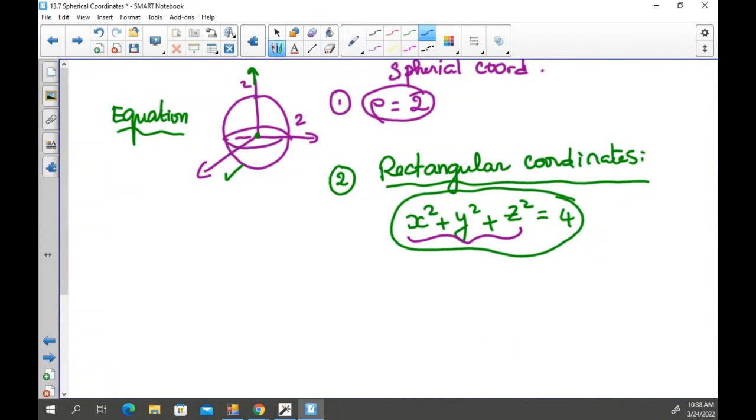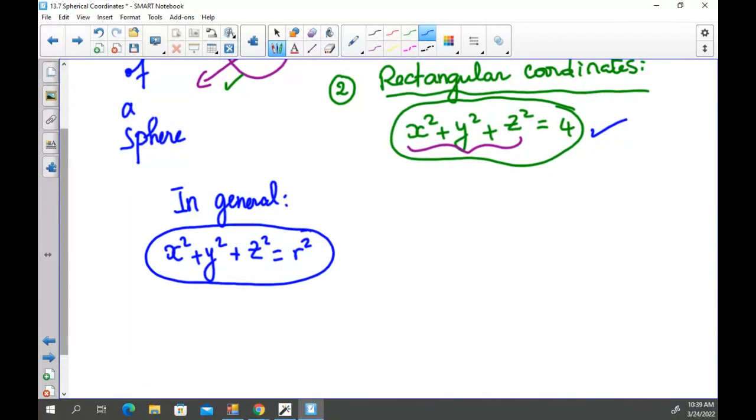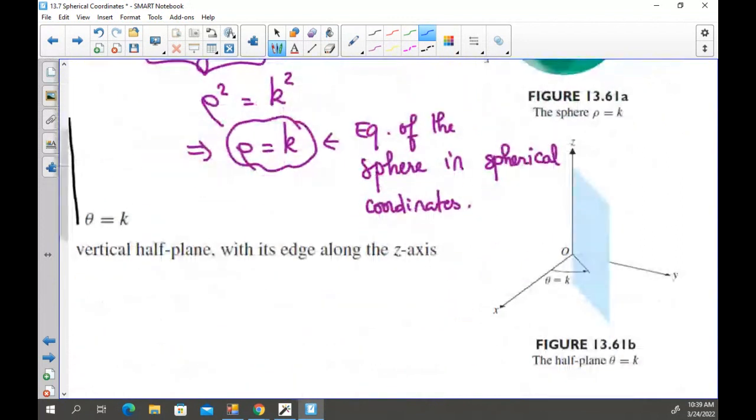The equation of a sphere in rectangular coordinates is this. In spherical coordinates, it's this. In general, of course, for radius r, in rectangular coordinates x squared plus y squared plus z squared is r squared. And in spherical coordinates, it will be rho equal to r, like this. All right. So this is the equation of a sphere in spherical coordinates.